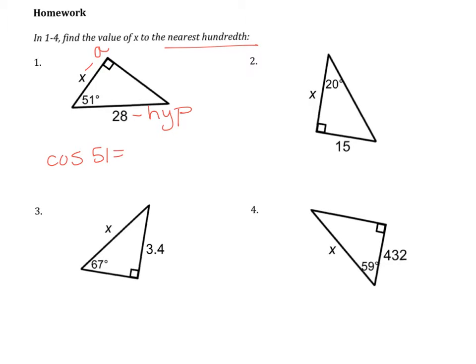Cosine of 51 is equal to adjacent over hypotenuse, cross multiply, thus getting x. We get 17.62.